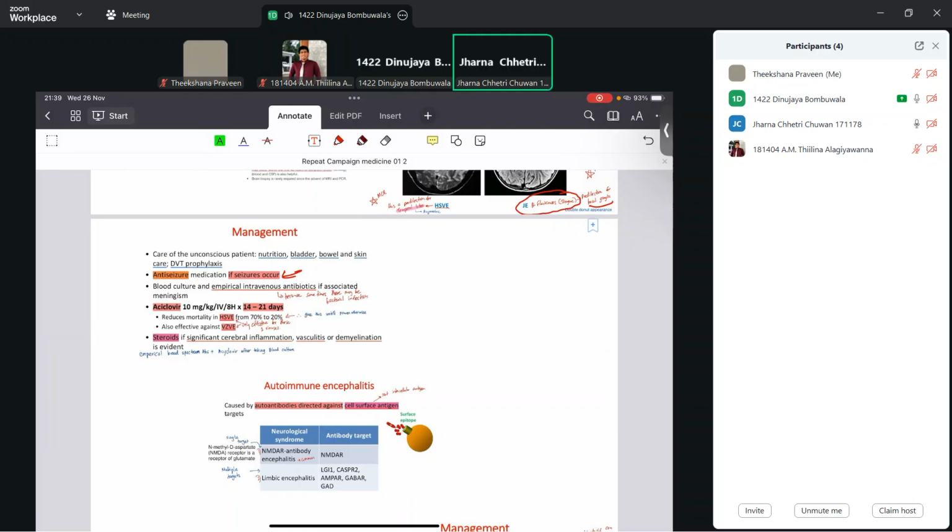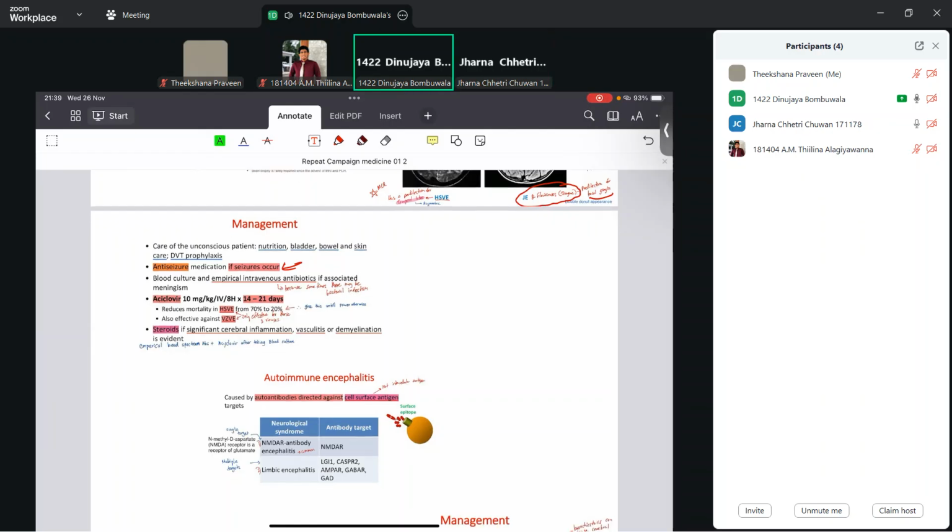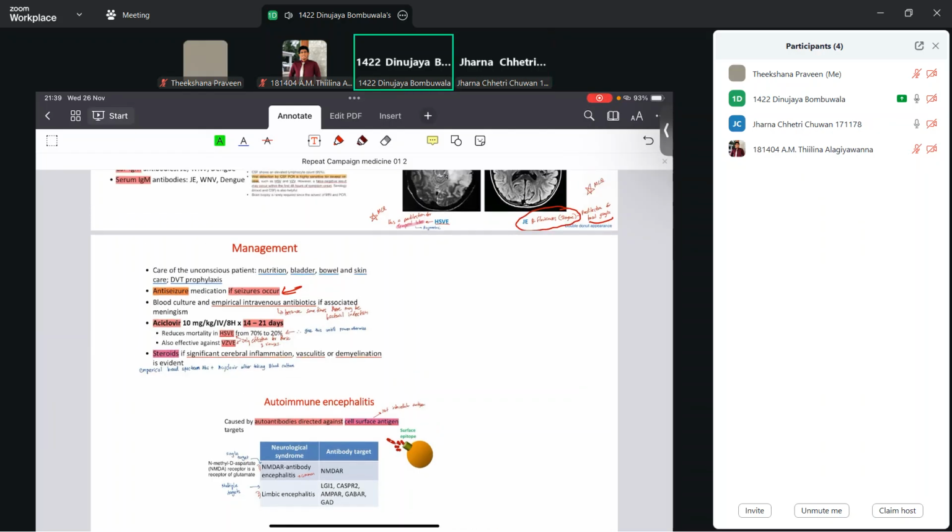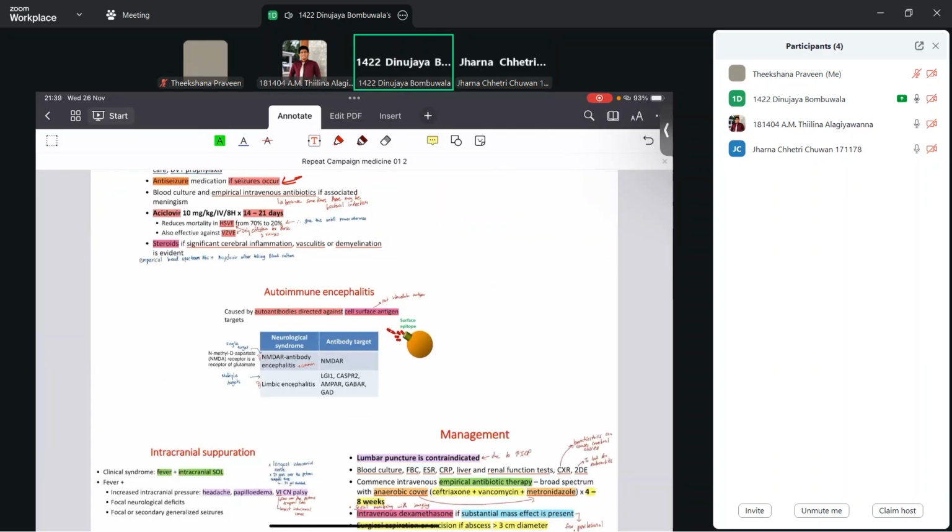Can you repeat? I didn't hear what you said. If a patient has an intracranial abscess, a cerebral abscess, what is the radiological feature we can see on a CT scan? Well-defined margin, no, like, what is that called? Ring enhancing lesions.